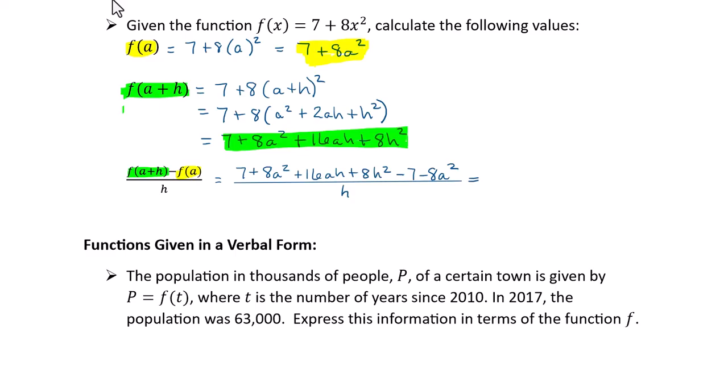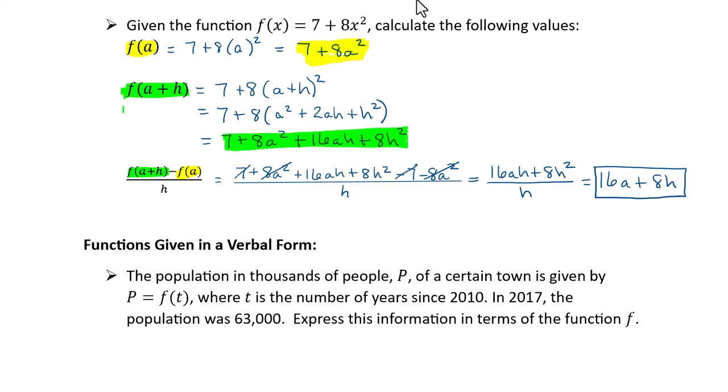So let's go ahead and clean up what we can. I know that my 7 and negative 7 cancel. I have an 8a squared and a negative 8a squared that cancel each other out. And that leaves me with 16ah plus 8h squared on top, both being divided by h. And now we can see h is going to divide both of those. So that gives me 16a plus 8h is how that function evaluates at the end.